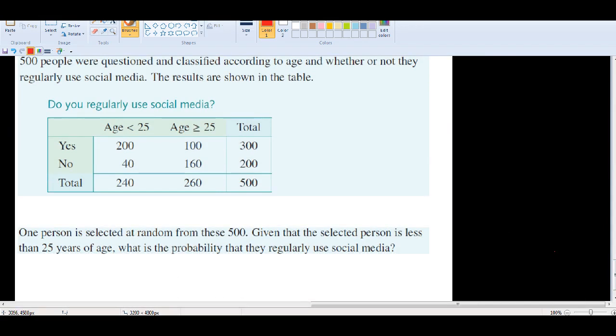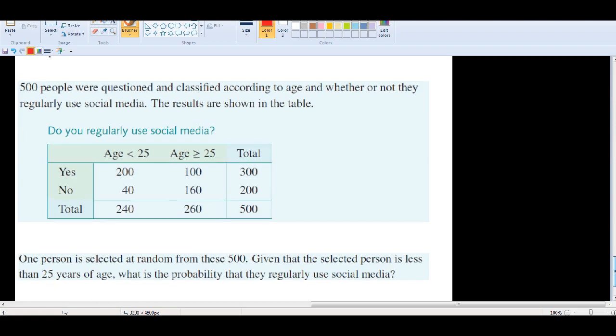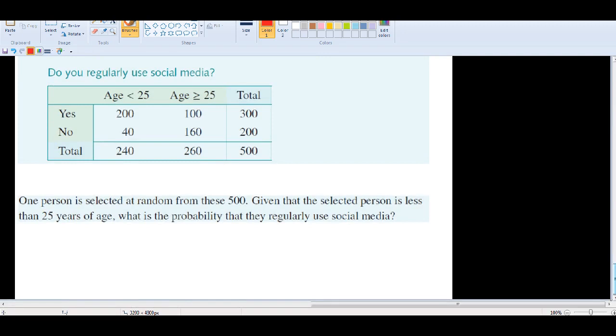And the last question is, again, there are two events. It's about a questionnaire about age and whether they are using social media. There are two groups, age less than 25 or age greater than or equal to 25, and the answer is either yes or no. There are totally 500 questionnaires. One person is selected at random from 500. Given, again the word given, that the selected student is less than 25 years old.